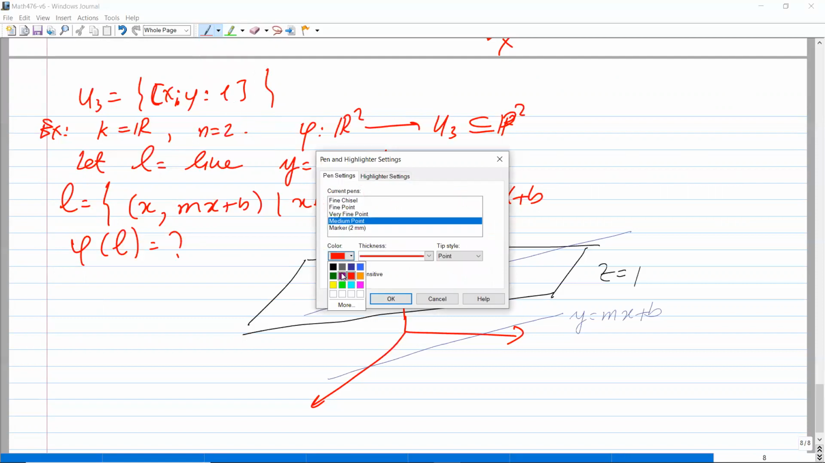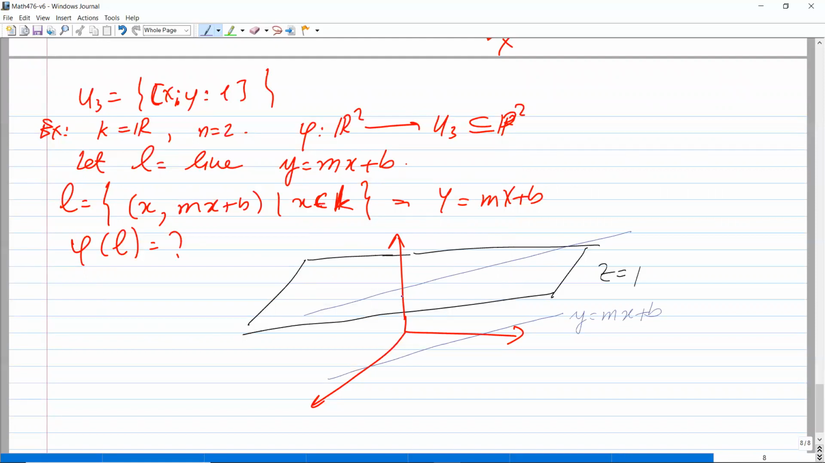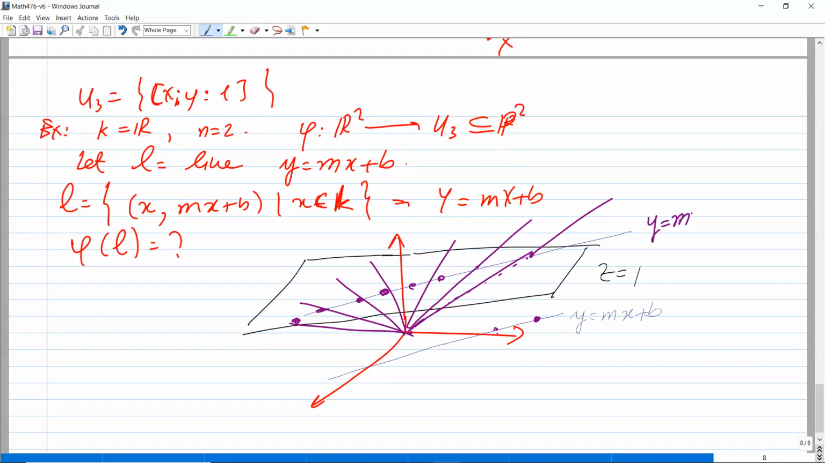Let me change the colors and make it more visible. So for a point here, for example, its image is that point. This point represents, remember, this line. And the image of this point is that one. So we have all these lines passing through the origin and the points on this lifted line, the line y equals mx plus b where z equals 1 in R^3. Now we have a plane, right? Let's consider the plane.